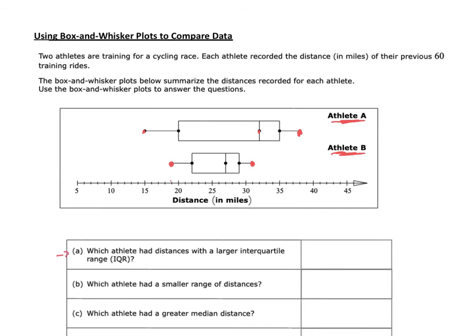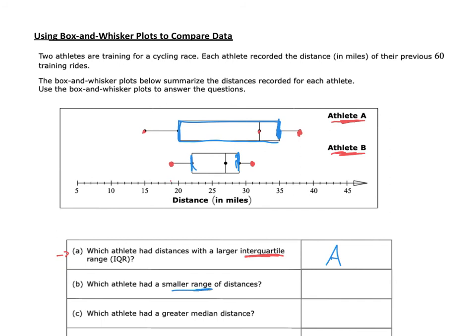Okay, let's look at our questions down here. Which athlete had distances with a larger interquartile range? Remember how we find the interquartile range? We look at the size of the box. So I'm going to do this in blue so you can see a little better. Athlete A's was from here to here. Athlete B's was from here to here. So you can see athlete A's box is bigger than athlete B's. So athlete A had the larger interquartile range. Not because it went higher, but because the box is bigger. The range is greater.